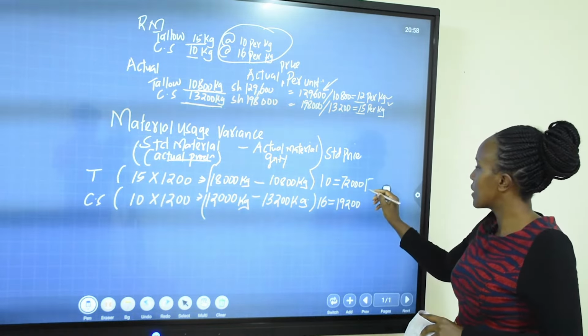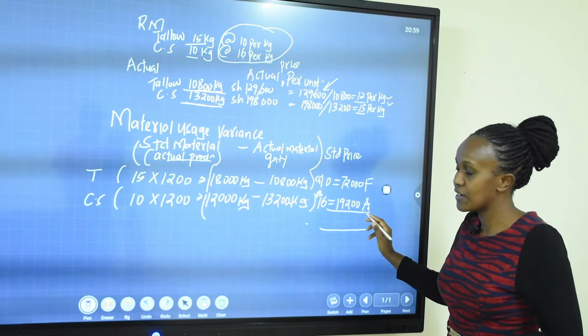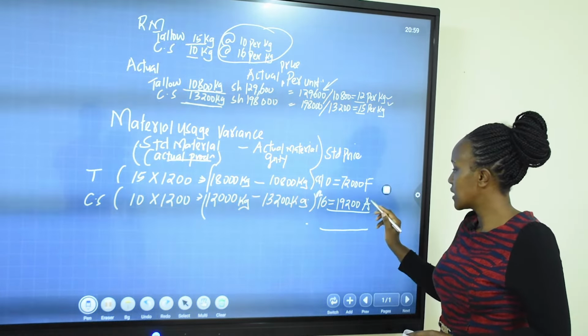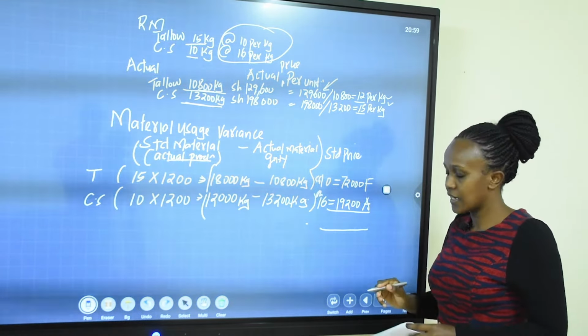Then, remember this is in shillings, so the ultimate answer is in shillings. Again, here we were expected to use 12,000 kgs, and we ended up using more. We used 13,200 kgs, resulting in a variance that is adverse or unfavorable. You can add these two variances. This one is favorable, positive, and this is unfavorable, negative, and the net effect is 52,800 favorable. The favorable is more than the adverse. And that is how you get the material usage variance. But remember, the goal is to get the material cost variance.